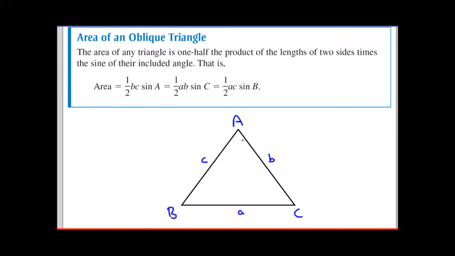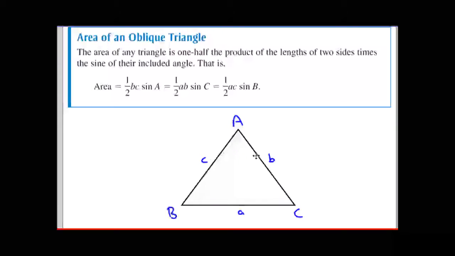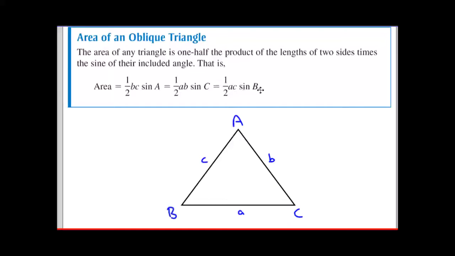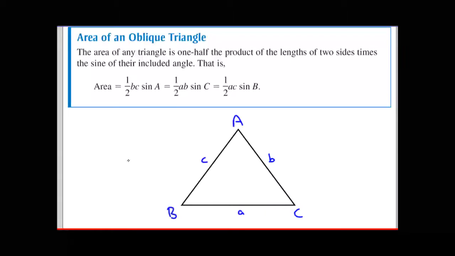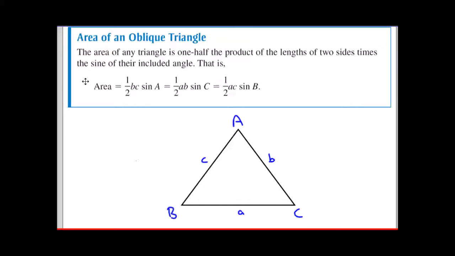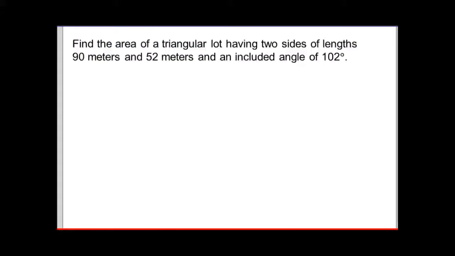Notice how they're always taking the angle in between the two sides. 1/2 AC times the sine of B. So here's A, here's C, and here's B, right? So this is saying that you take 1/2 the product of the lengths of two sides, and you multiply that by the sine of the angle in between them. You can find the area of any triangle. Right?